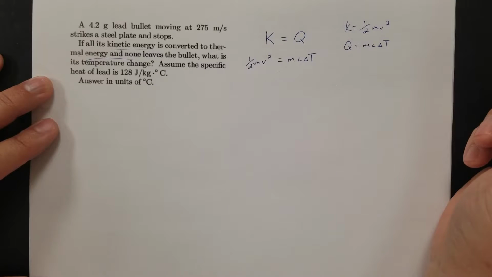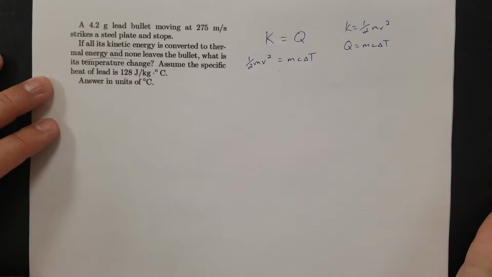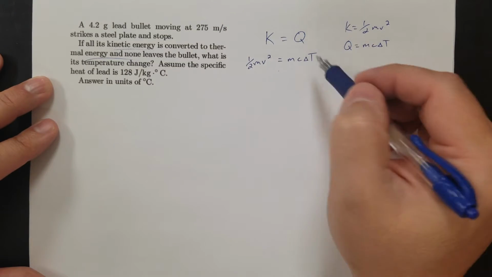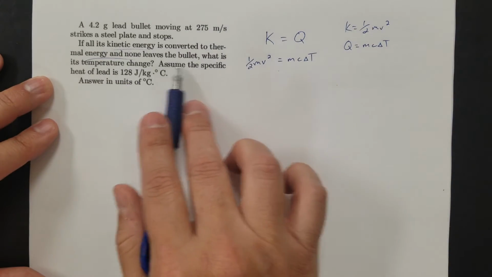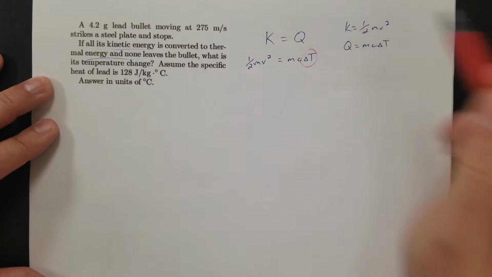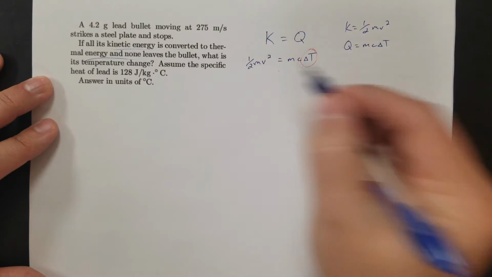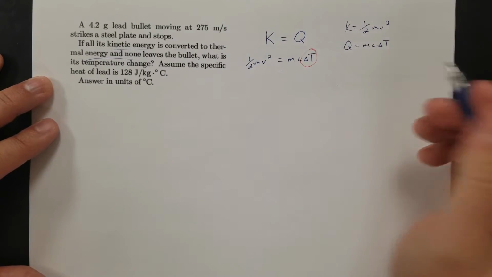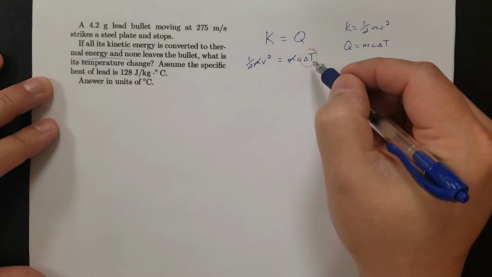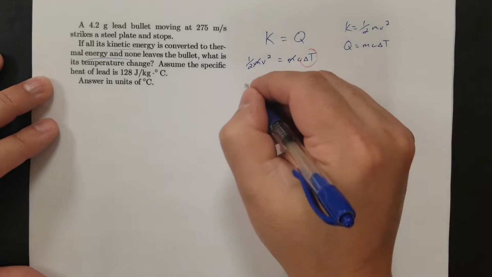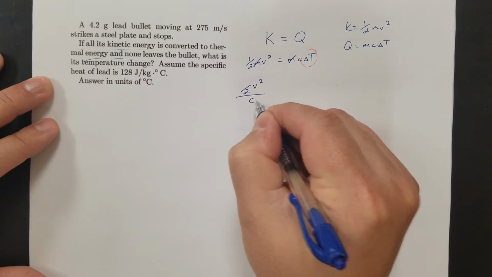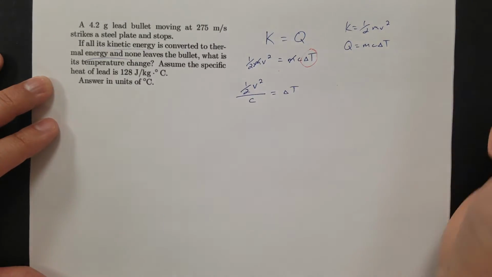So you could do it two ways. You could either solve for the kinetic energy and then set it to this, and then temperature change, right? So I'm trying to solve for delta T. So you could solve for this and then just divide over mc. Or you could do the algebra first, and you can see that the m's cancel out. And if I want delta T, all I got to do is divide the c over, right? So that's half v squared divided by c will give me my temperature change.